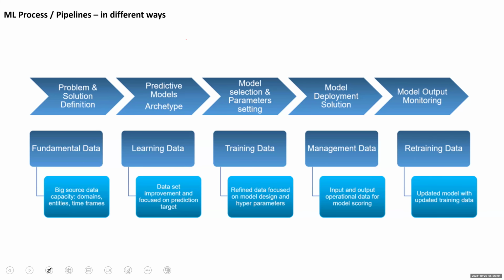So this is another way to check how a machine learning process or pipeline can be. For example, fundamental data like big source, capacity, domains, entities, timeframes. This is learning data, training data, management data, retraining data, and so on. And the basic steps are there as well.